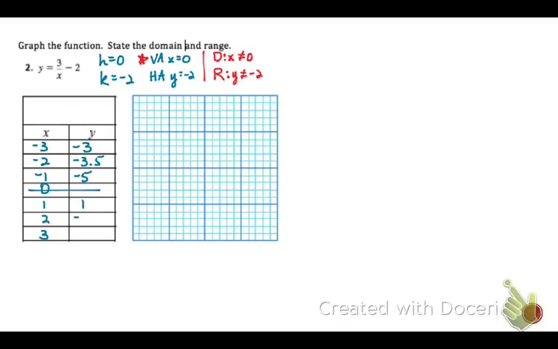So let's plug in points to the left and the right of our vertical asymptote, which is at 0. I like to do 3 points because then you can really kind of get the feel of where the branches are going. So draw your x and y axis, label a scale, and then sketch in your asymptotes. Now plot your points and then create those branches. And then we've got a whole picture of that graph.